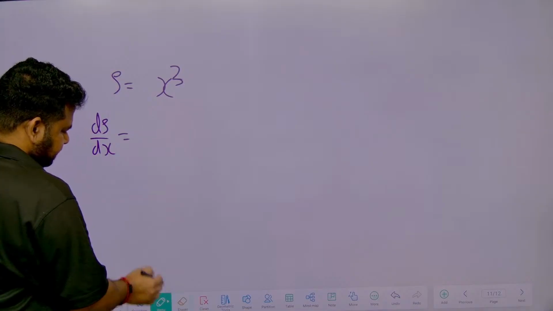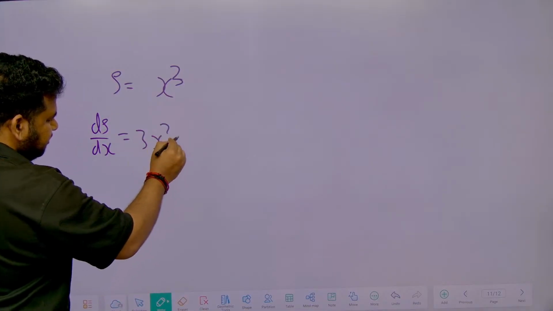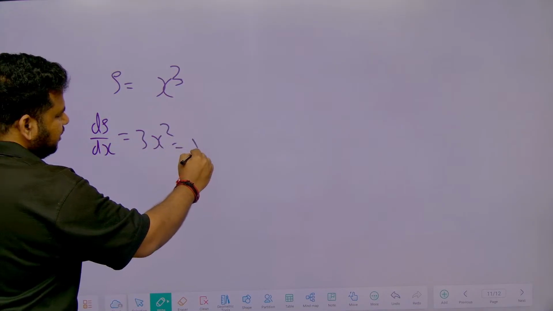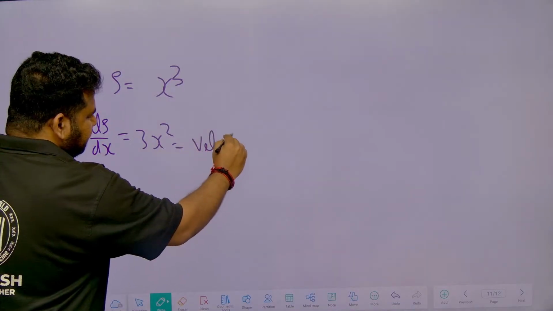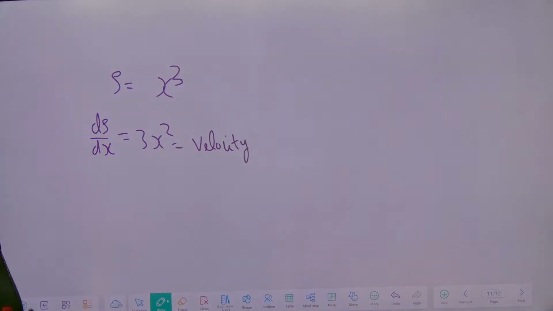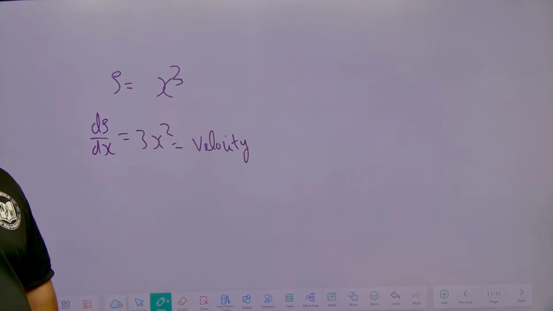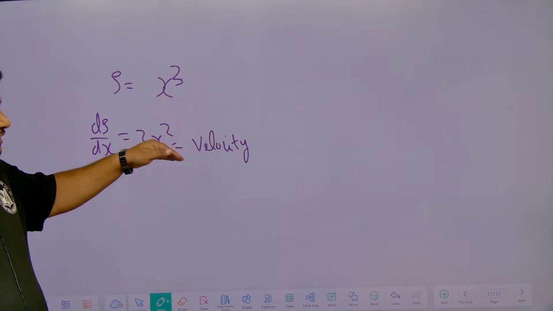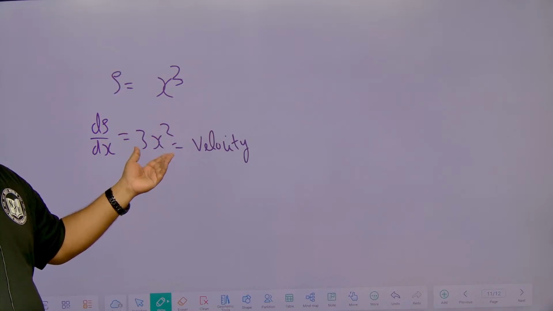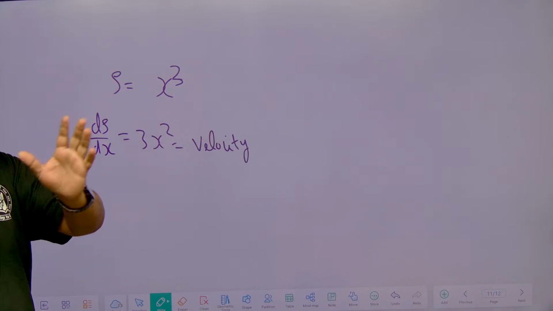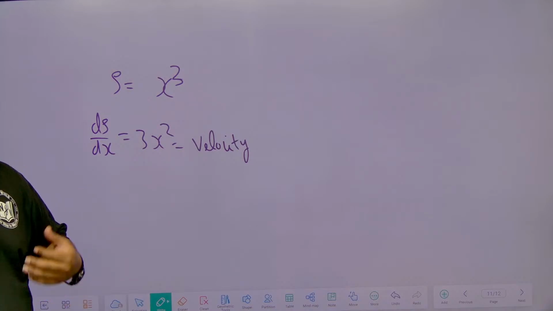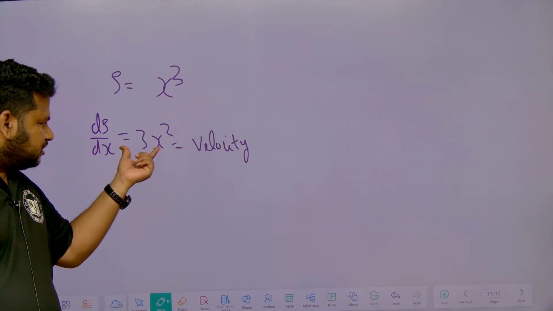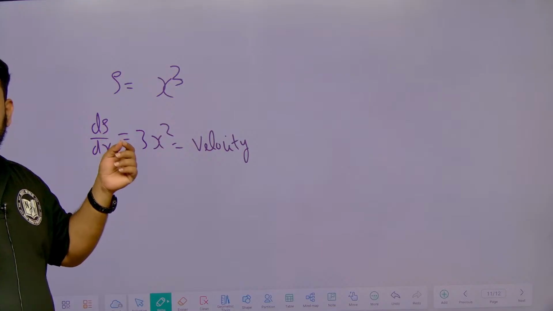3x square, you will get it. This is velocity. But if they ask for acceleration, acceleration means what? Change in velocity over time. Velocity earlier was 0, now it became some velocity. So final velocity minus initial velocity over time gives acceleration. Velocity is meter per second, acceleration is meter per second square.